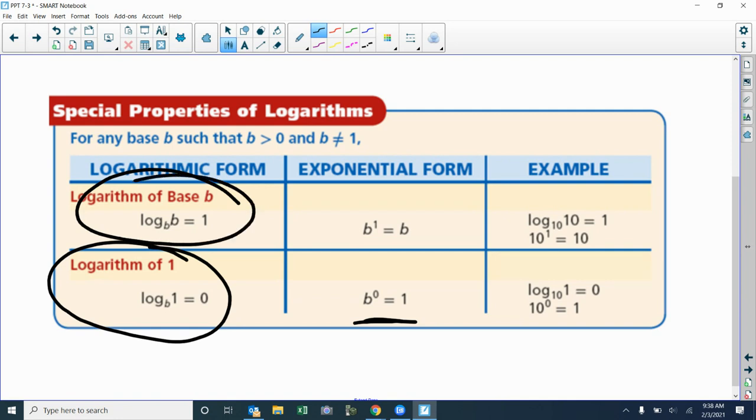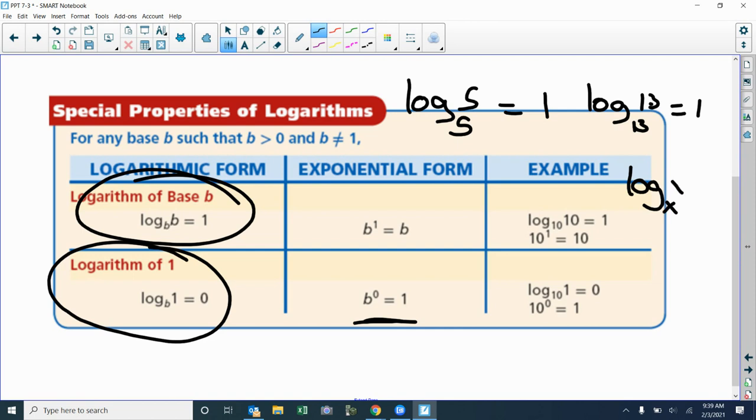The second one is unique. This one here we're going to use often. So anytime we have log base 5 of 5, that is 1. We could have log base 13 of 13, that is 1. Log base x of x, that is 1. Does that make sense to you? So if we get the base and what the log is the same, that's going to be 1. Because think about that exponentially, what would it be? Log base 5 of 5 would be 5 to the first, 5 equals 5, so it's always going to be 1.